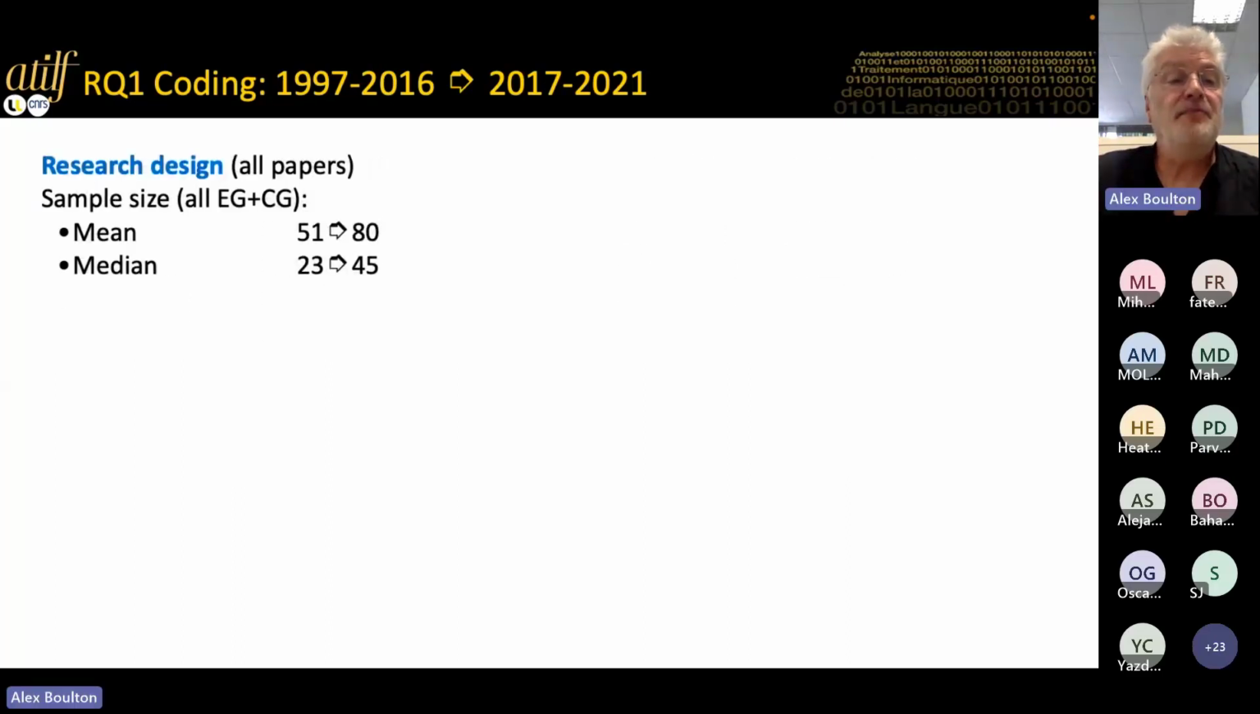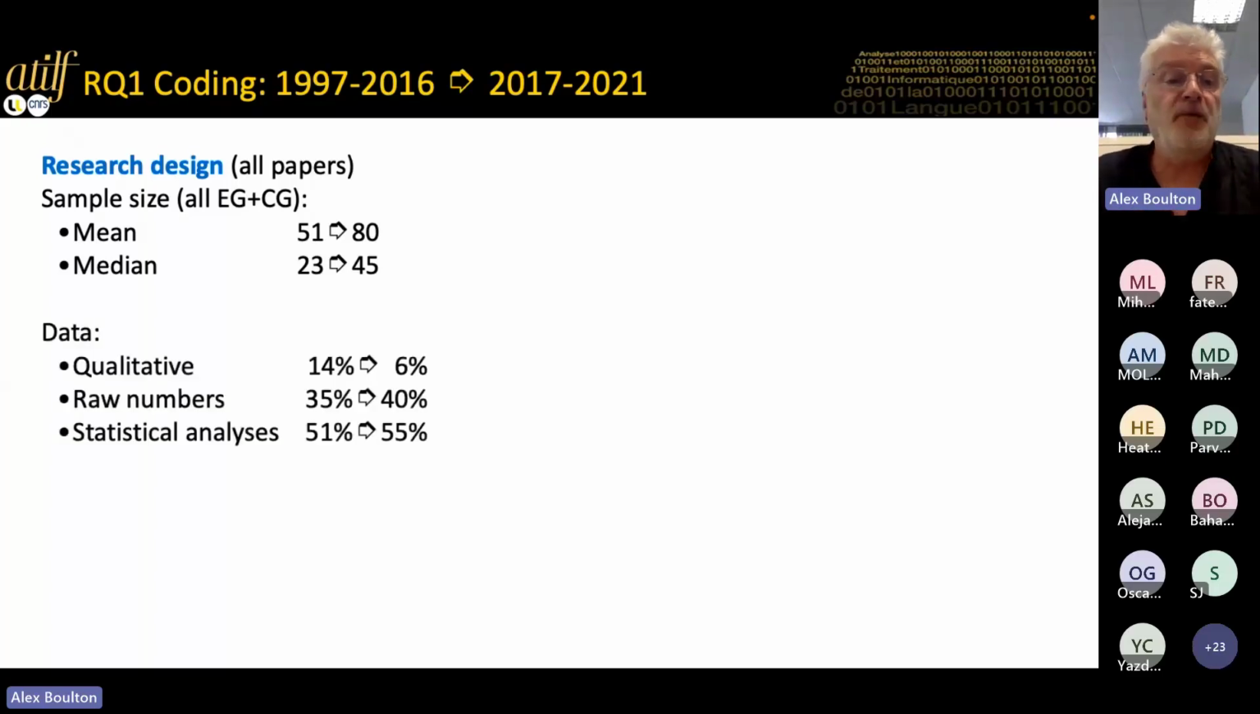Research design: the mean sample size is increasing, but sample size is all the participants. It includes control groups and it includes more than one experimental group. So there are more studies in the last 5 years which have an experimental and control group, or which have 2 experimental groups. So the sample size is increasing, but it doesn't mean the group size is increasing. It tends still to be an intact class. I'm a teacher, this is my class of students, and I'm doing DDL with them.